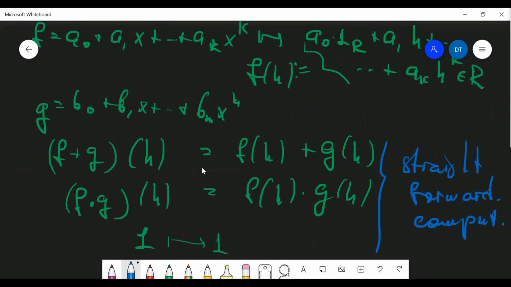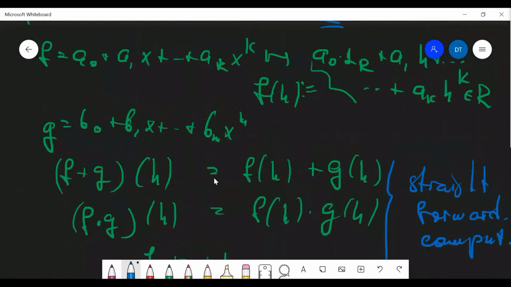So you can check. This is just a straightforward computation. You can use the formula to add polynomials and then substitute h, or you may substitute h instead of each x and then use the formula. And as you can see, the difference between the left and the right hand side is just the time when you change the letter x by the letter h. That's why these formulas hold. So this is how this homomorphism works.